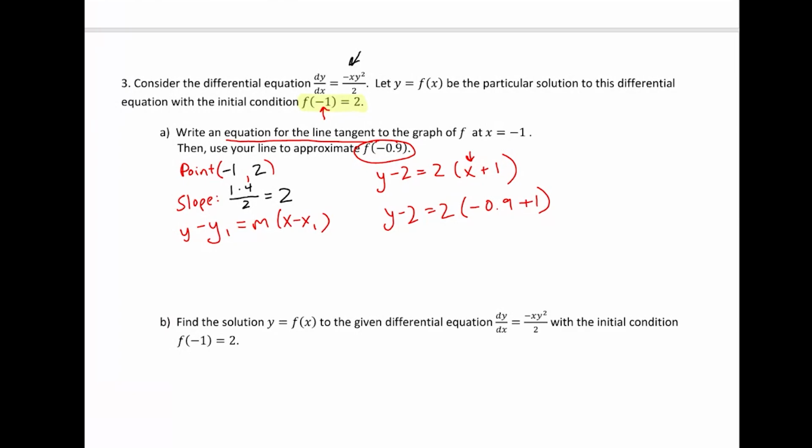Negative 0.9 plus 1 is positive 0.1. So we're going to have y minus 2 equals 2 times 0.1. Now a tenth of 2 is just going to be 0.2. So y minus 2 equals 0.2. And if we add 2 to both sides, we're going to get y equals 2.2. That's going to be our approximate value for f of negative 0.9.